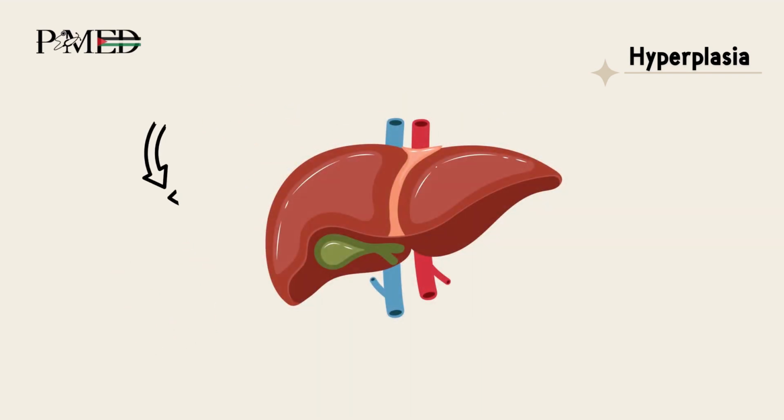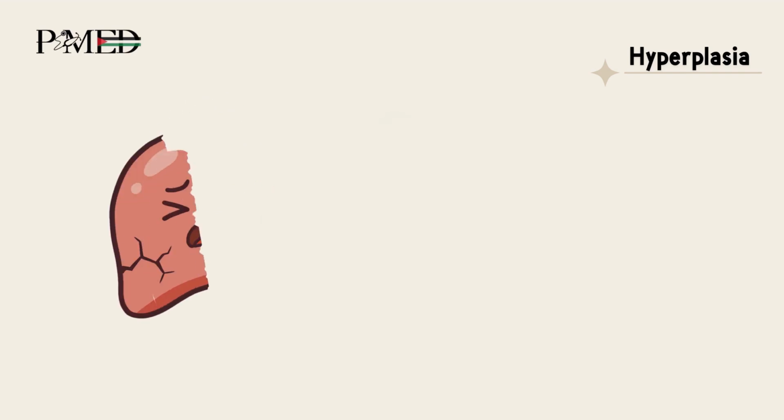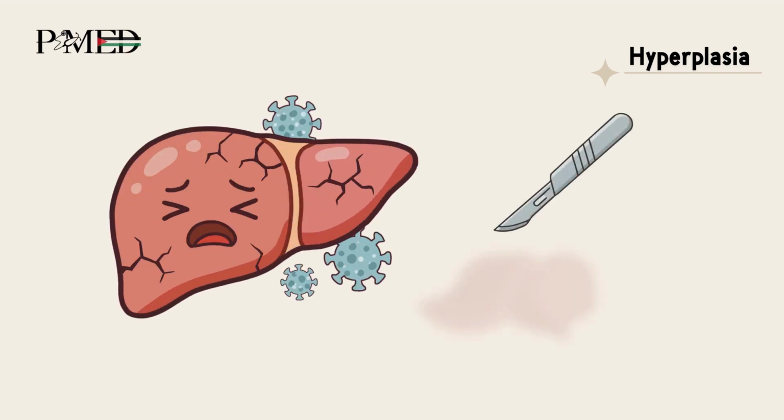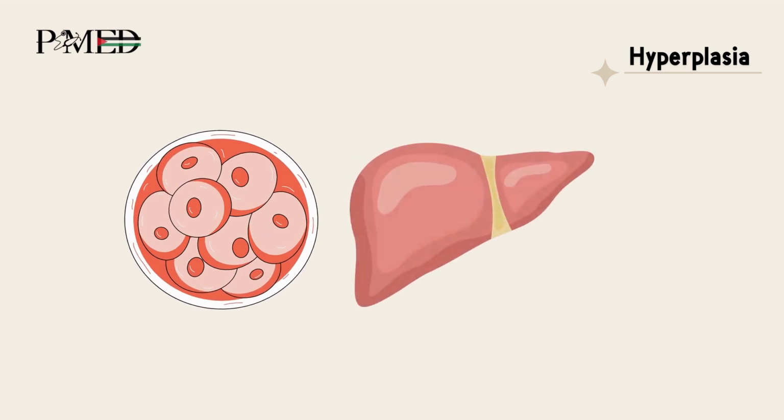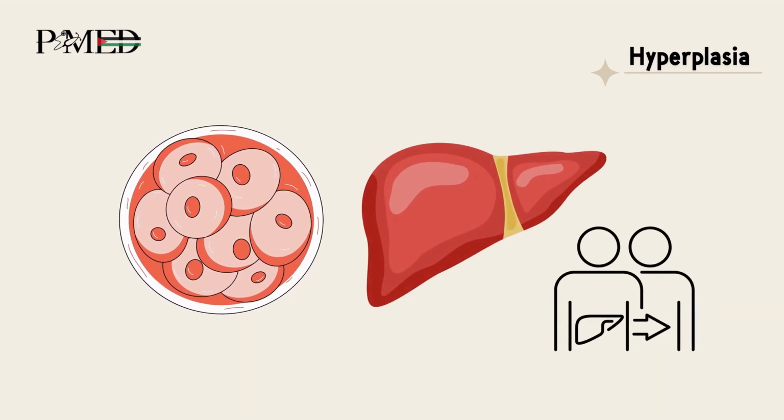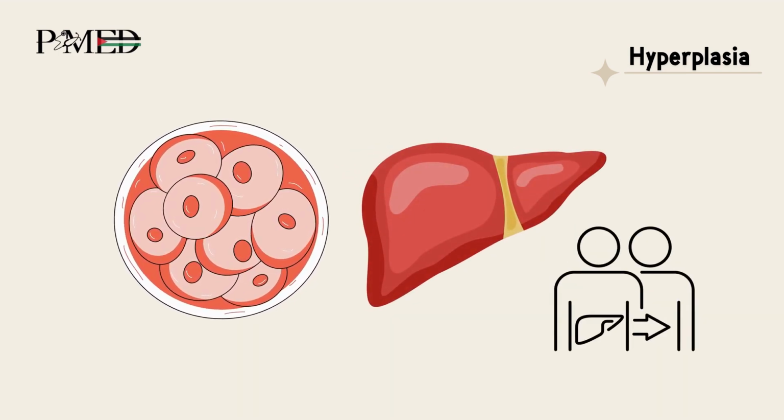Another powerful example is liver regeneration. Even after significant injury or surgical removal of part of the liver, the remaining cells can proliferate and restore the organ's mass. Clinically, this is why partial liver donation is even possible.